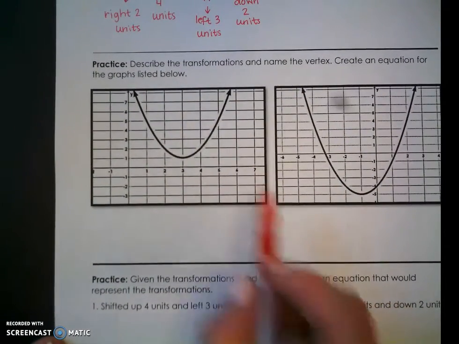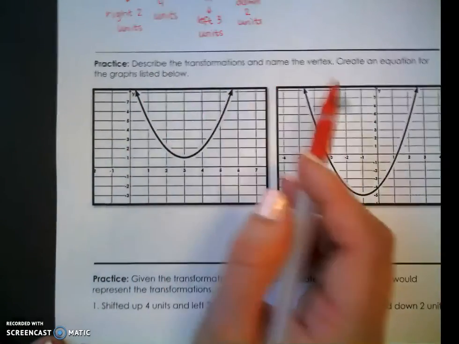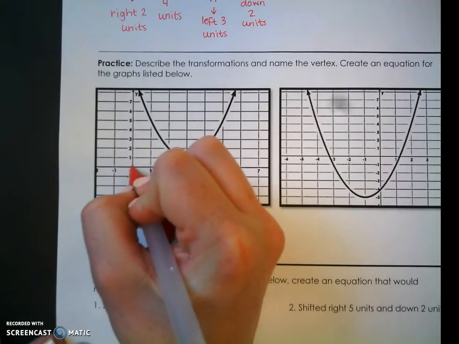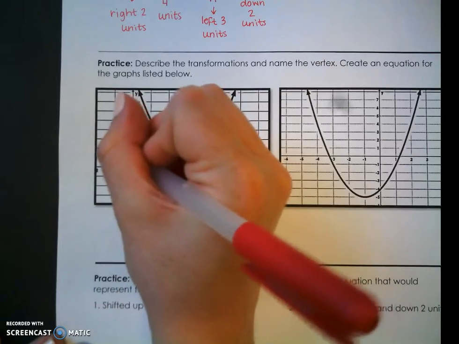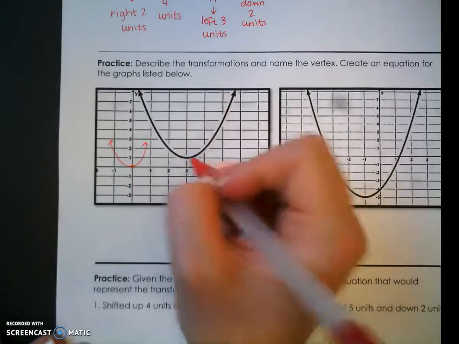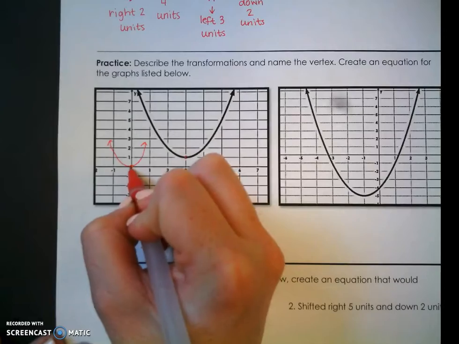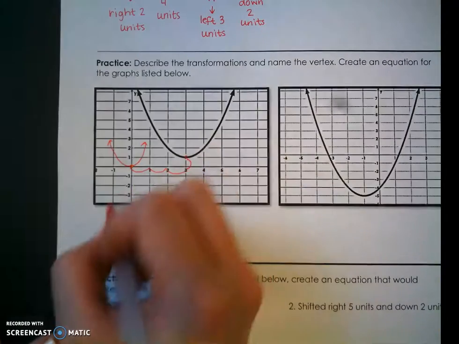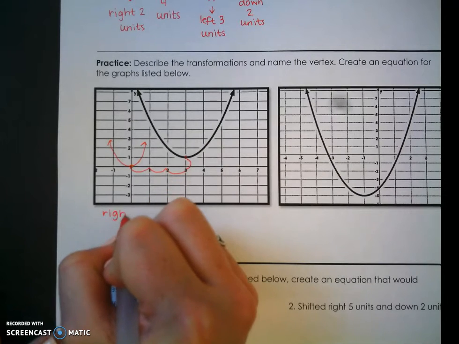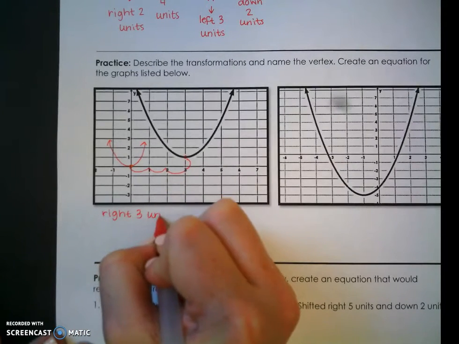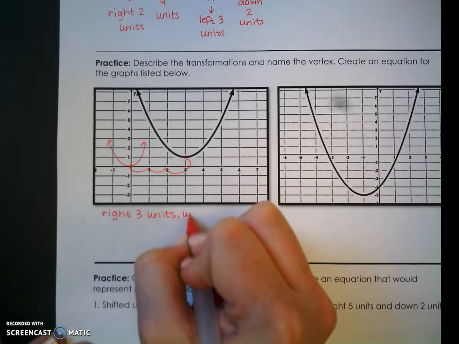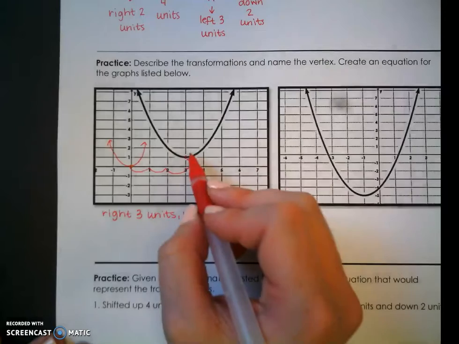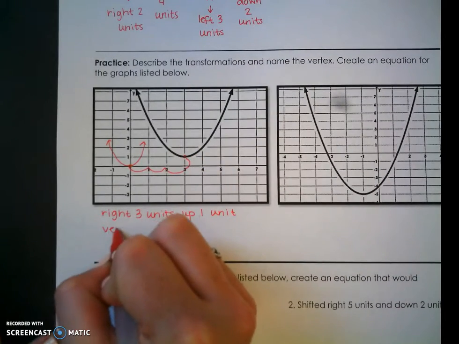Right, now in these ones we are going to describe the transformation and name the vertex and create an equation. So I know my parent function starts at 0, 0. And it's moving all the way over here. So it is going to the right 1, 2, 3, and is also going up 1. So we are going right 3 units and up 1 unit. The new vertex is at 3, 1.